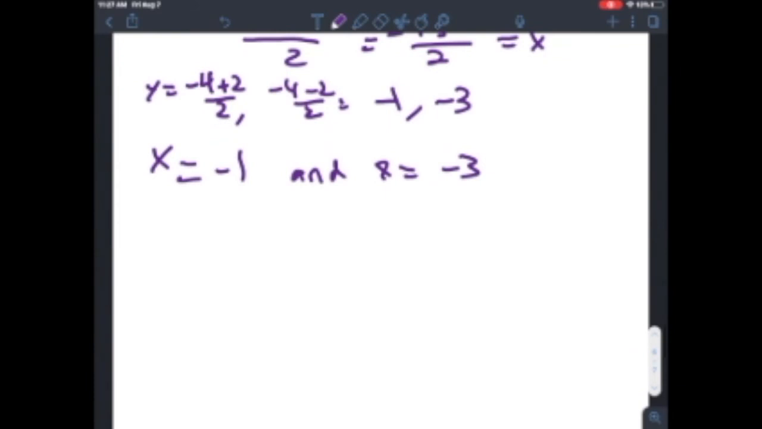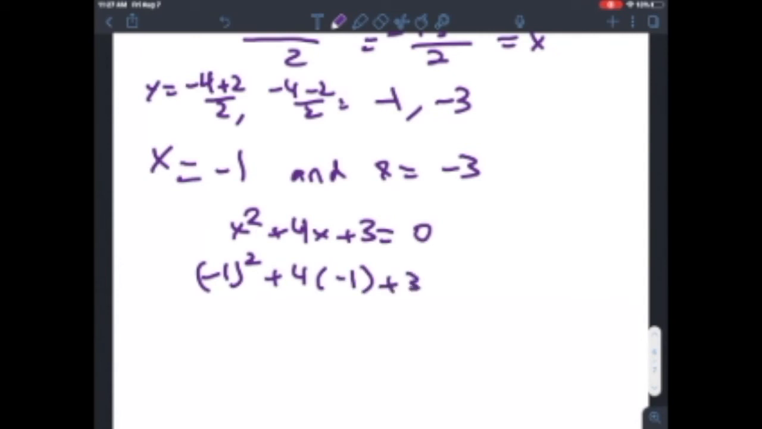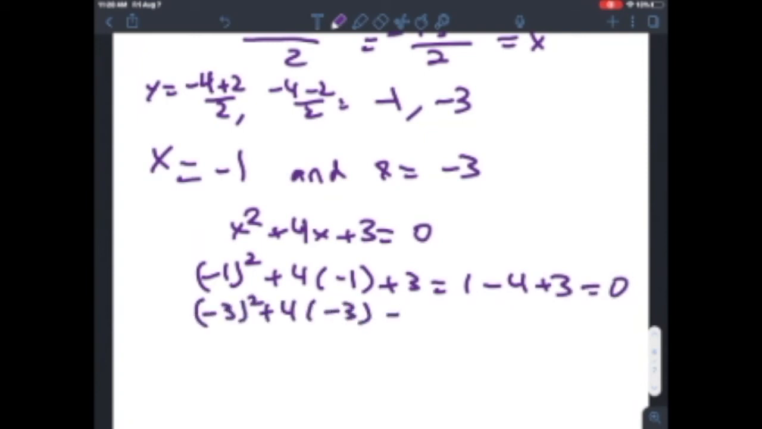And something that I think you should do when you use the quadratic formula is, why don't we substitute these back and make sure these work. So we'll start with negative 1. We have negative 1 squared plus 4 times negative 1 plus 3. So that is 1 minus 4 plus 3, and that's 0. Now let's test negative 3. Negative 3 squared plus 4 times negative 3 plus 3 equals 9 minus 12 plus 3, and that's also equal to 0. So yeah, we got the right two solutions.